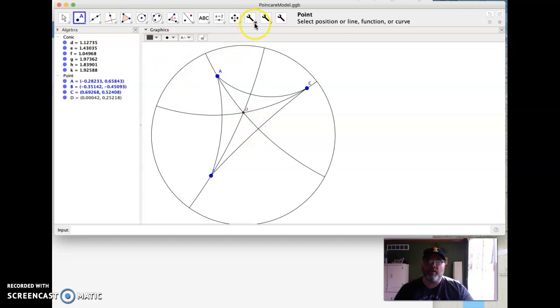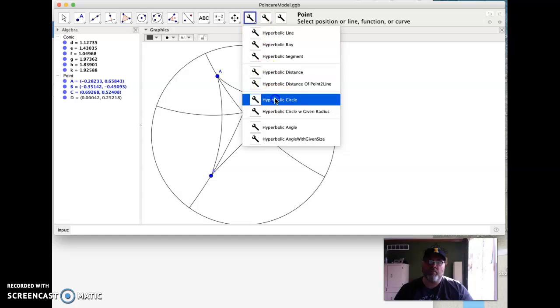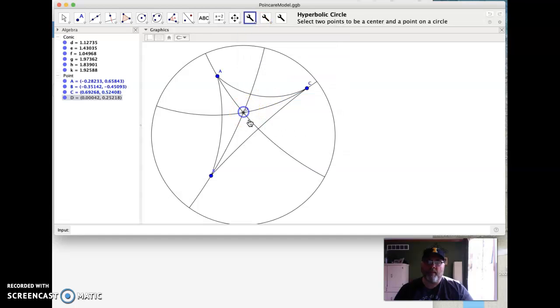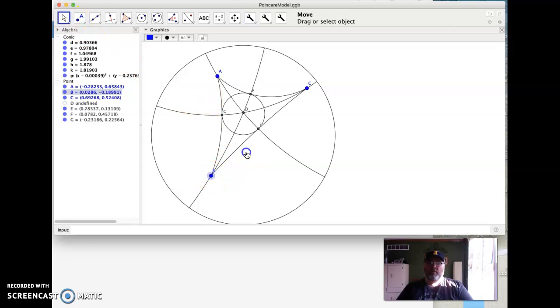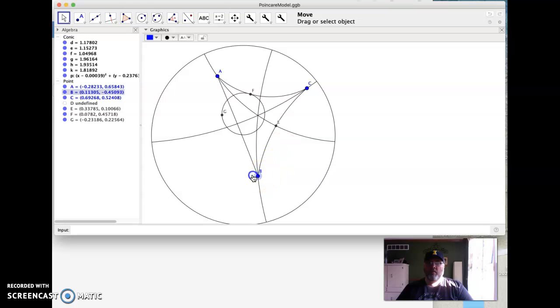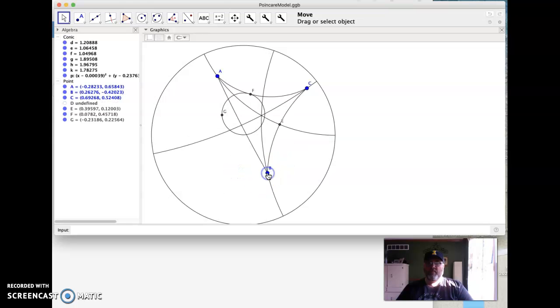So maybe we'll try this. Well, looks like we have an incenter. Looks like we have a circle inside, but we didn't want it to move. Oh, look at that. Maybe I did the circle wrong. Maybe I should only have done one thing.